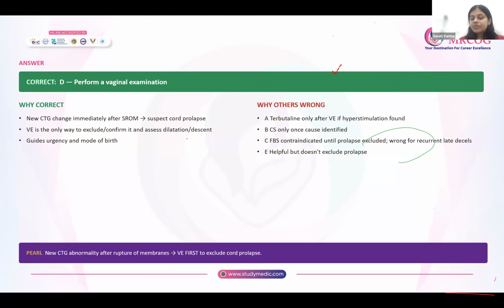For example, if delivery is imminent, we might choose expedition of delivery after cord prolapse. But the first thing we will do, of course, is vaginal examination to guide the urgency and mode of birth. New CTG abnormality, remember the pearl point: new CTG abnormality after membrane rupture, go for vaginal examination first to exclude cord prolapse.